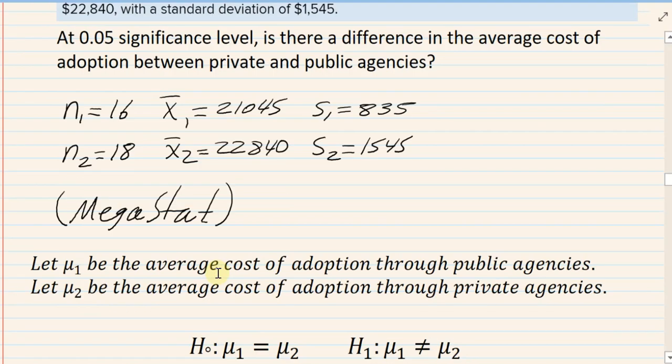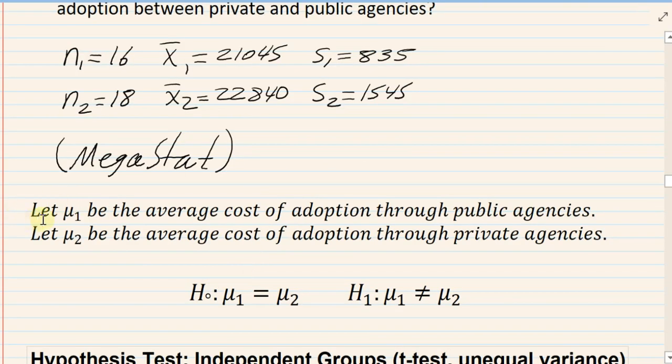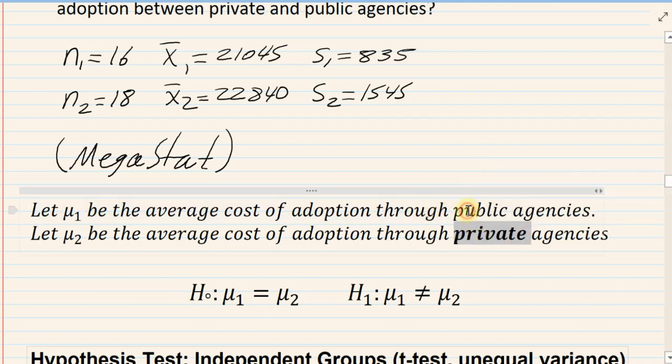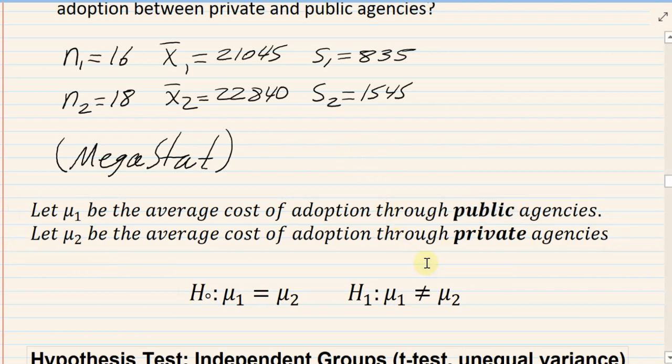And when I go to Megastat in a moment, but this is given. Now, here again, I'm going to let mu1 be the average cost of adoption through first public agencies, and the second one is private. There you go. I bold-faced them. So that's what those are.